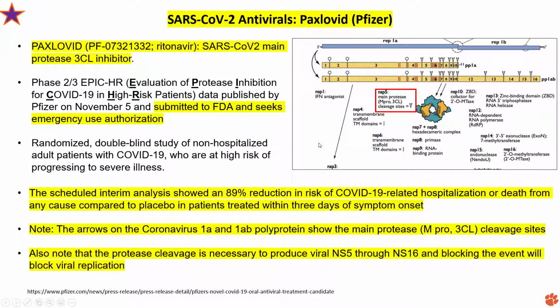So that's the mechanism, just inhibiting the protease can do this. Just know how this basically works. The most important part, to underline again, is that the viral proteins NSP5 through NSP16 will not be produced if NSP5 is blocked. That's your take-home message.